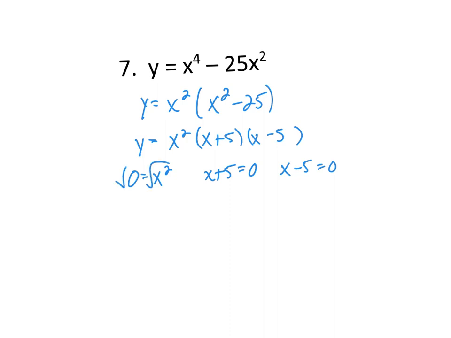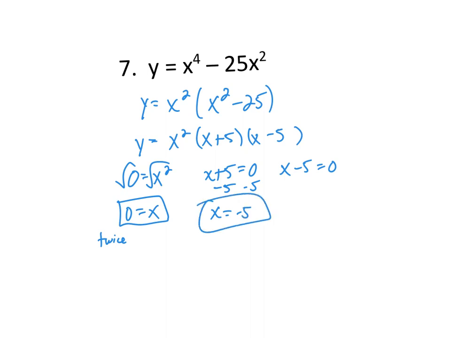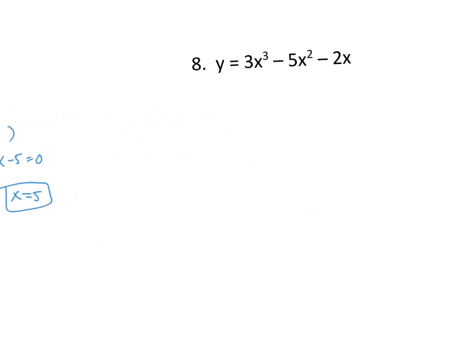So the square root of 0 is just 0, so x is 0, and this happens twice, because technically you have to have two answers when you have an x squared. It's called multiplicity of 2. On the other one, this would be minus 5, so we get x equals negative 5. And on the other one, we add 5, we get x equals 5. So we have three answers. Technically, we have 4 because 0 happens twice, but as far as where it touches the x-axis, it'd be at those 3 spots. Okay, number 8.